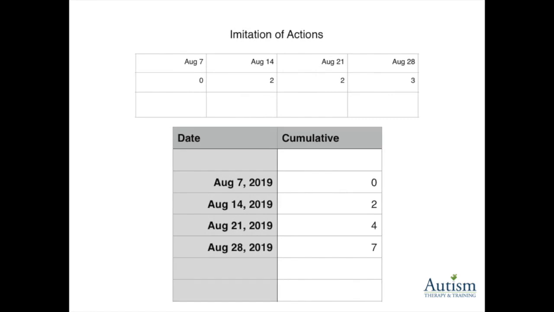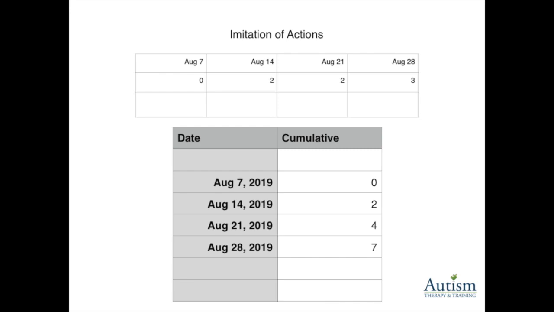Now, if you were inputting it into the computer, it would look something like this. You would need to add the targets and put them in. If you didn't, it would graph it incorrectly. So the first week was 0, second week was 2, third week they gained 2 more skills and have a total of 4. The last week they gained 3 more skills. Add 3 to the previous 4, which is a total of 7. Did you get the same?